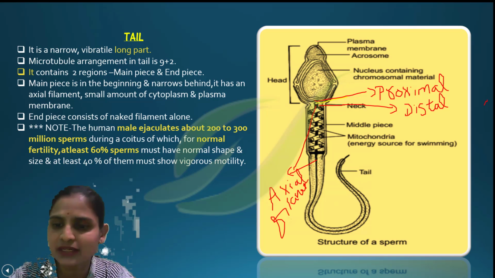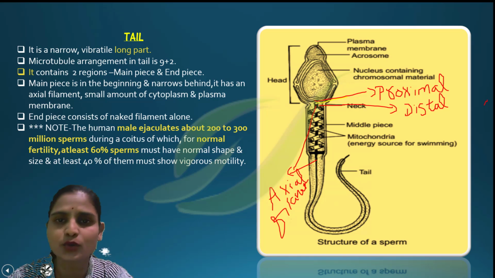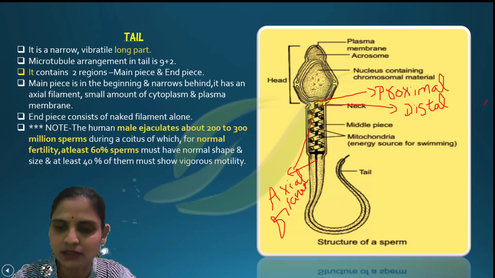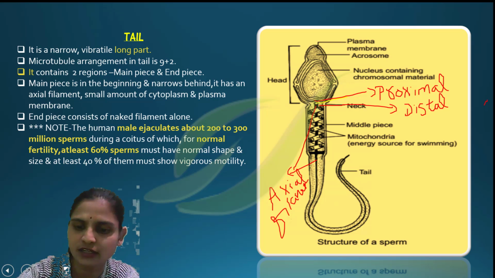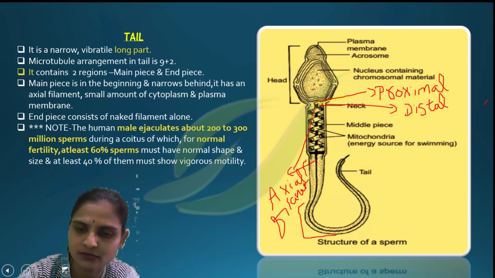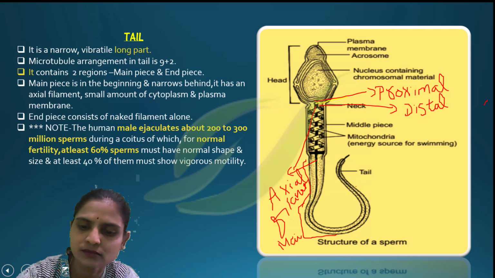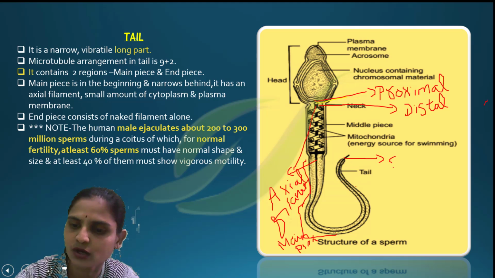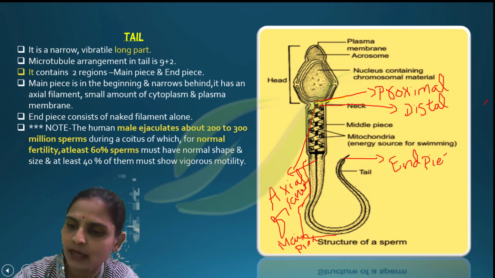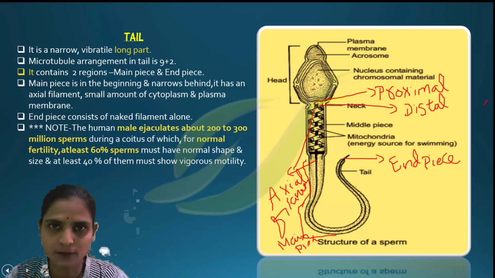Now the middle piece. The middle piece contains mitochondria which produce energy for the movement of the sperm. Next is the tail, and we have studied that it consists of two parts. From here till here it is the main piece, and at the end region there is the end piece. This tail helps in motility.